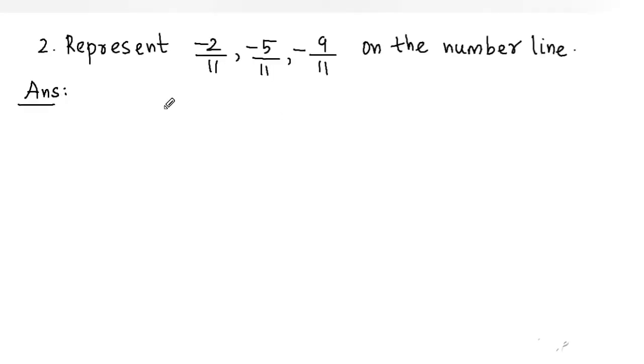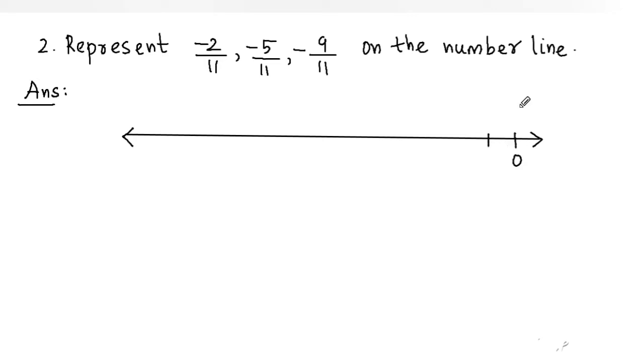In this problem also we have to represent the given numbers on the number line. You can see the denominator is 11 and these are negative numbers. So draw the number line, and these numbers should be on the left side of 0. So draw and plot 0 there. Then the next point: 0 can be written as 0 by 11.